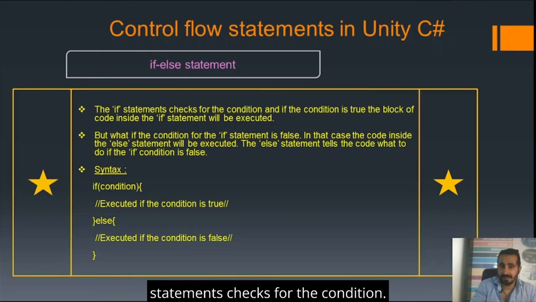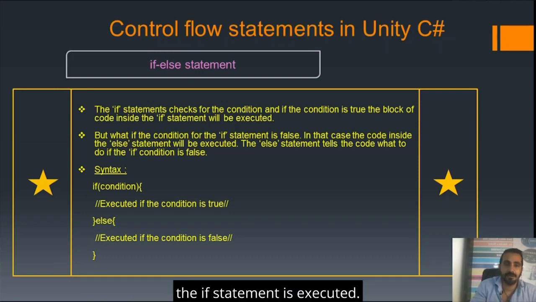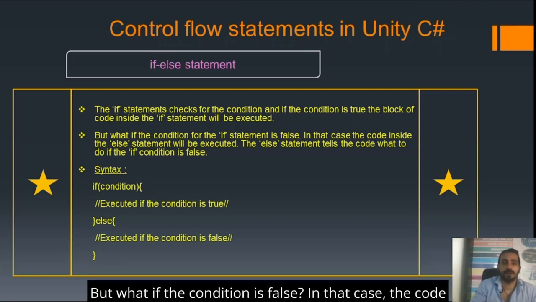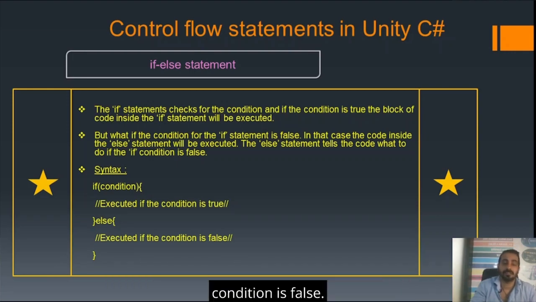If statements check for the condition, and if the condition is true, then the block of code inside the if statement is executed. But what if the condition is false? In that case, the code inside the else statement will be executed. The else statement tells the code what to do if the condition is false.